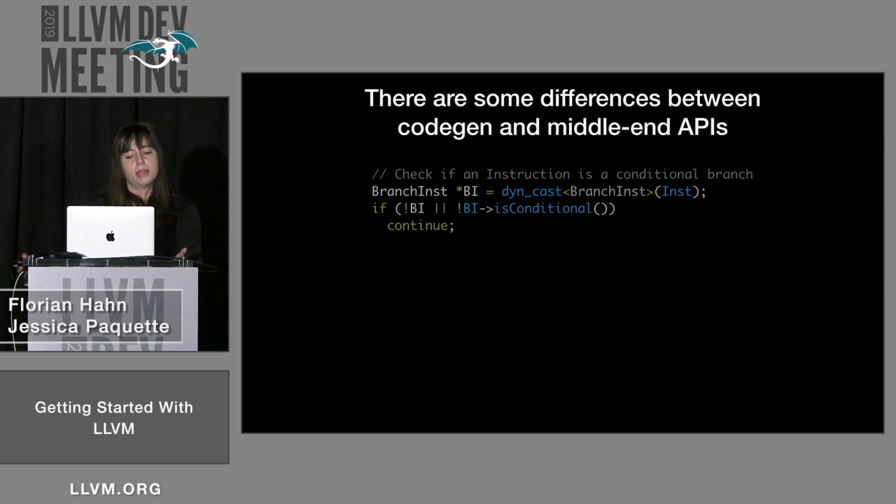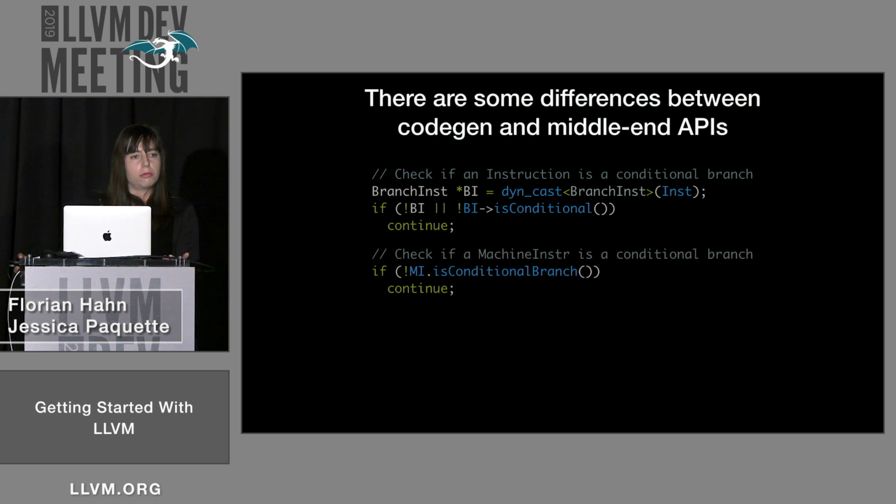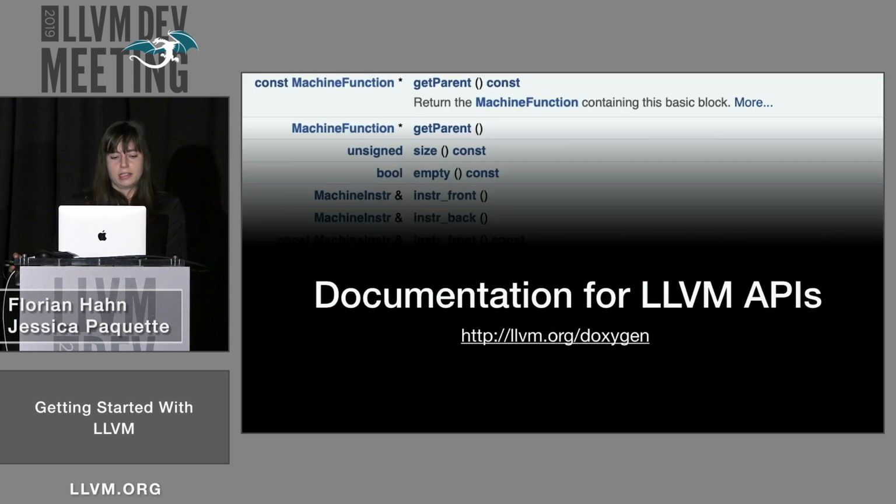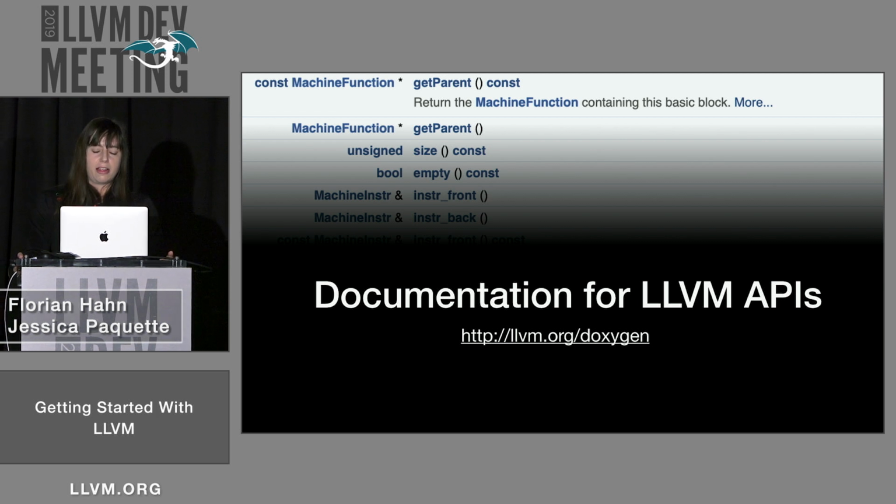Like, for example, in the middle end, if you want to check if an instruction is a conditional branch, you're going to use something like a dynamic cast and then check the result. While in CodeGen, if we wanted to do the same thing, we'd use a member function that lives in MachineInstr. Something that's really helpful here is the LLVM Doxygen docs. If you look there, you can find documentation for all of the CodeGen types and middle end types as well.